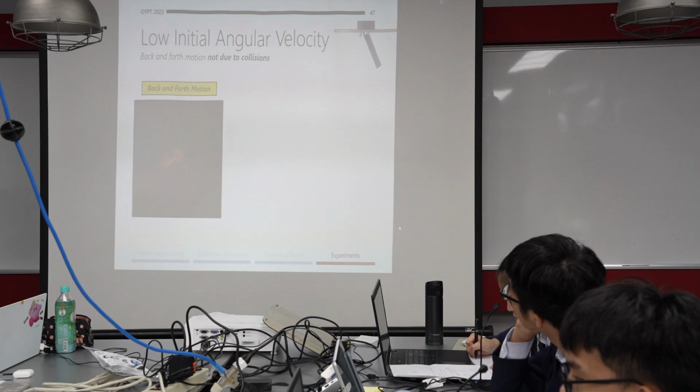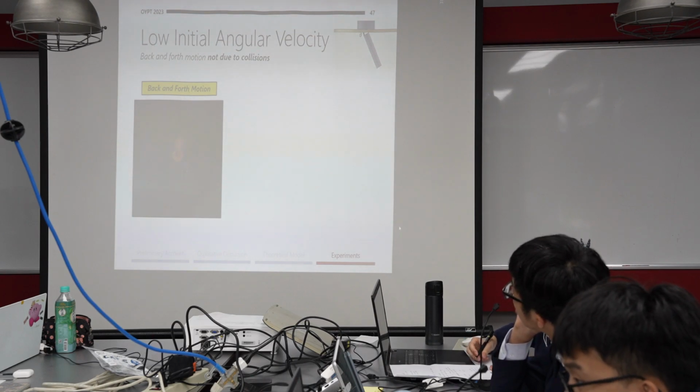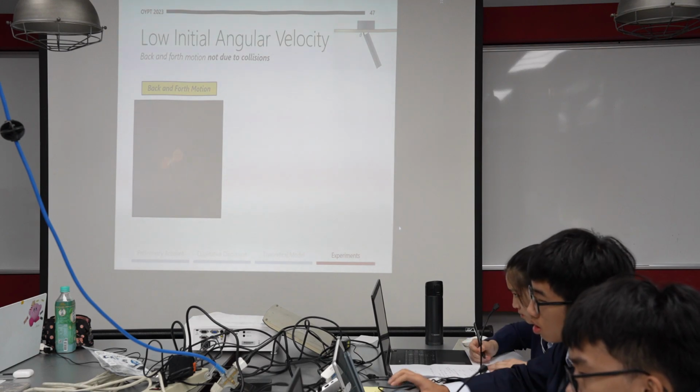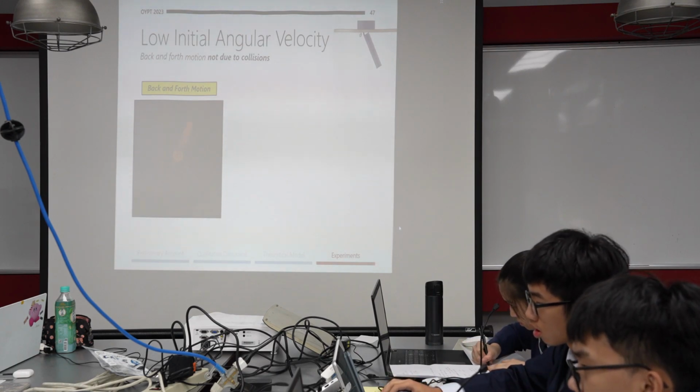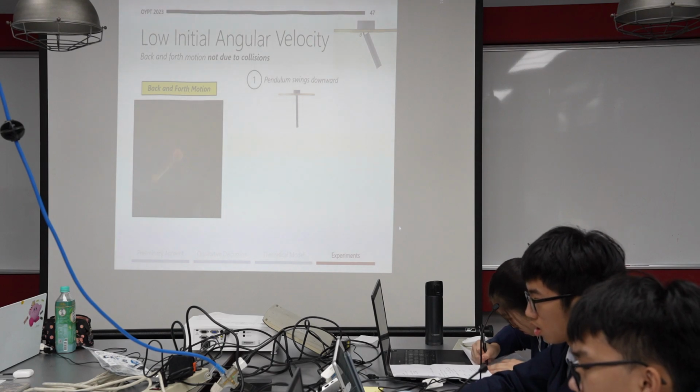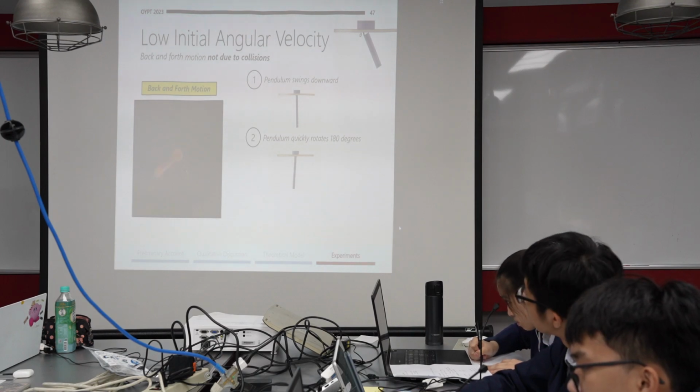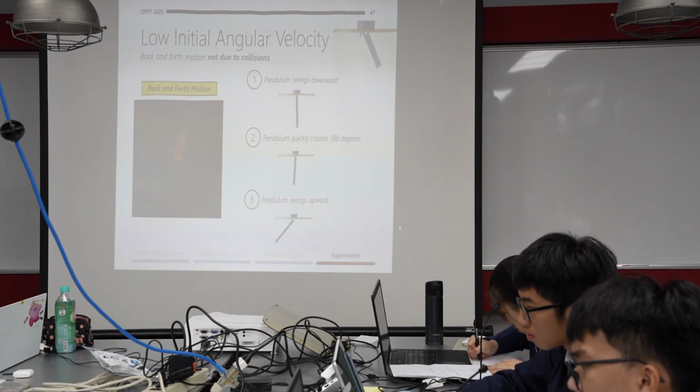Hence, we can now see that the back and forth motion that we observed earlier is not due to collisions between the entire bottom face of the rod and the plate. When the rod is released, it will firstly swing downwards. Once it is at lower contact angle, it will undergo a fast rotation of 180 degrees, after which it swings back up from the opposite direction due to the centrifugal torque.